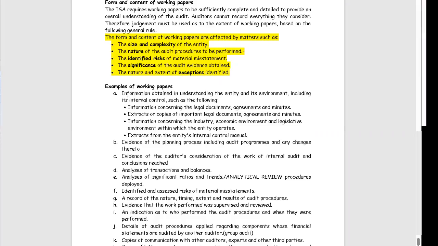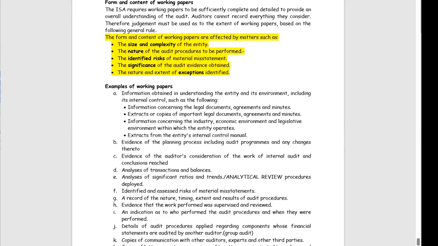So there are quite a number of them. One is information obtained in understanding the entity and its environment, including its internal control, such as the following. Information concerning the legal documents, agreements, and minutes. Extracts or copies of the important legal documents, agreements, and minutes. Information concerning the industry, economic environment, and legislative environment within which the entity operates. The next, extract from the entity's internal control manual.